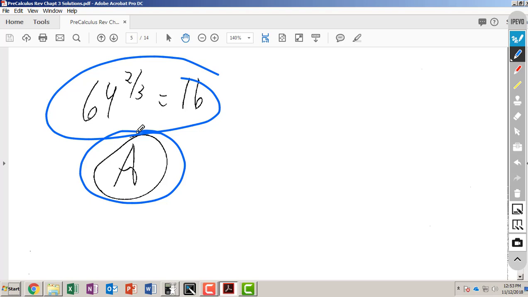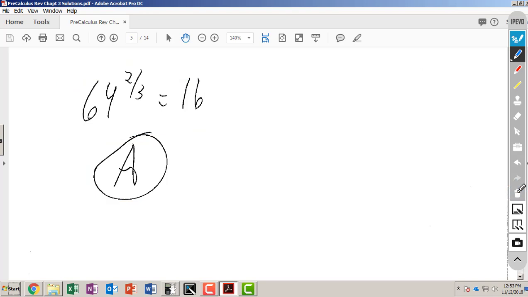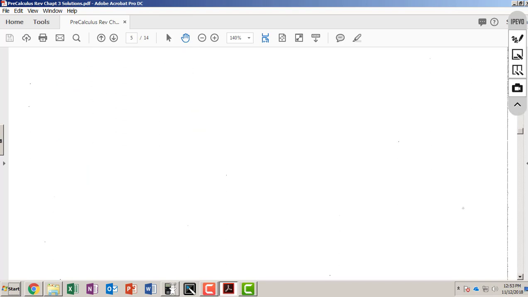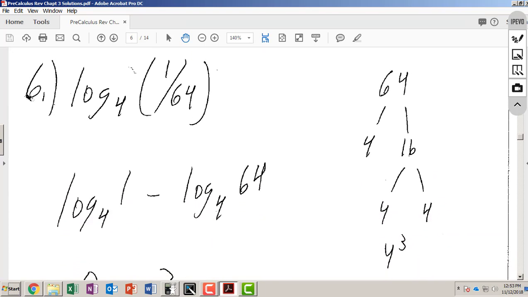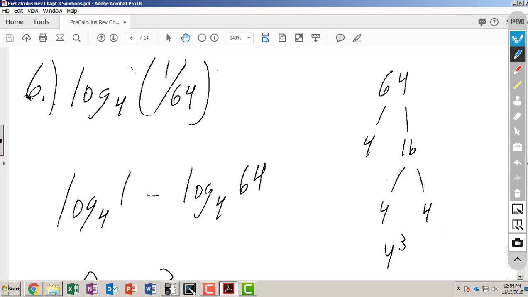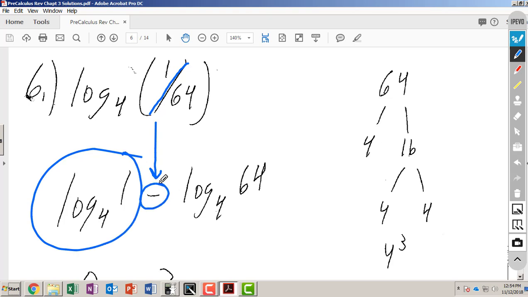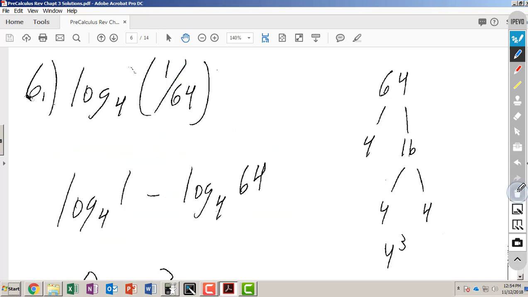On number 6, whenever you read anything that says evaluate without the aid of a calculator, that means that it can go into that problem evenly. So notice the very first thing that I do is I go ahead and separate this out. And I remember that division means subtraction. So since division means subtraction, I rewrite my equation as log base 4 of 1 minus log base 4 of 64. Now I can solve each one of these separately.